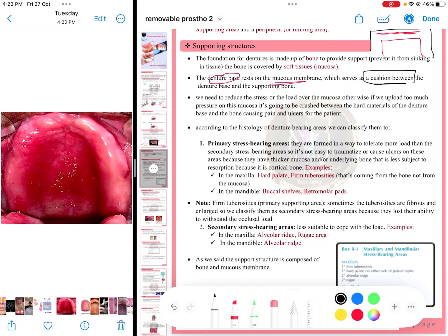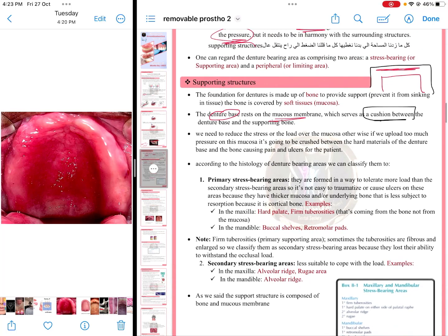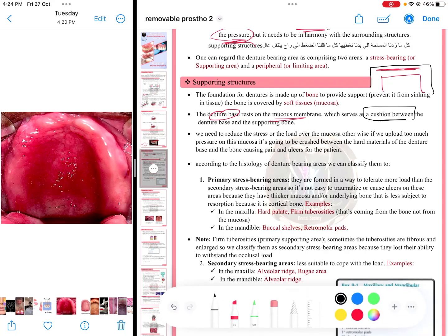It's like a cushion between the denture and the bone, right? Imagine if I am sitting on a chair made of wood, or I'm sitting on a chair made of, for example, sponge or hide. Which one will be more comfortable? Which will give me a cushion? Of course, the one made of sponge. So the denture, when it's set, doesn't sit on the bone directly.